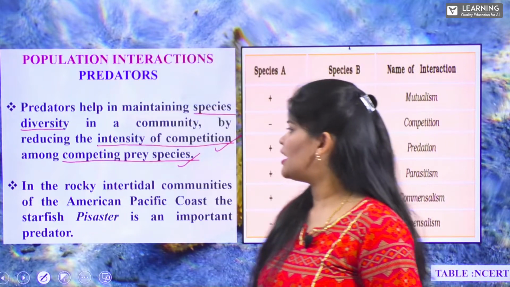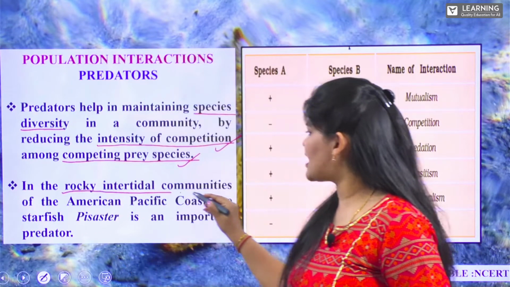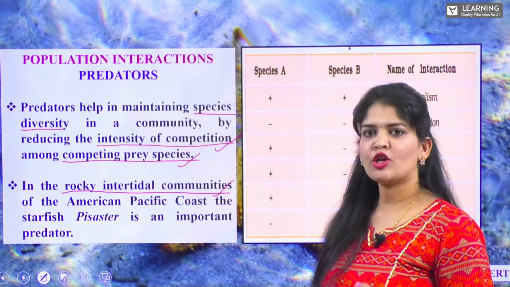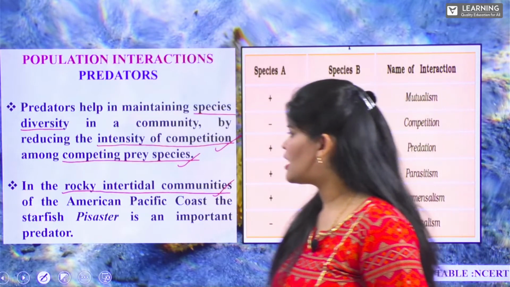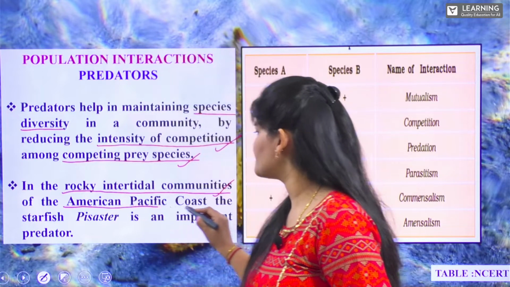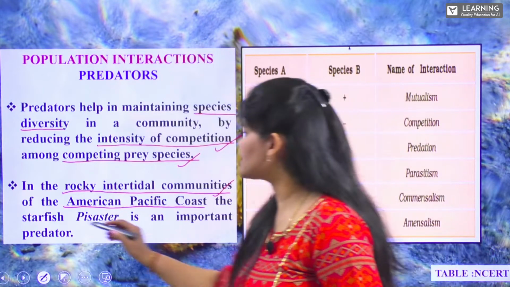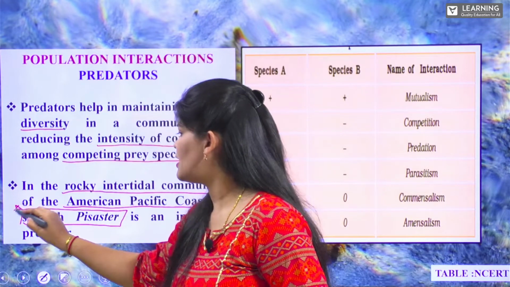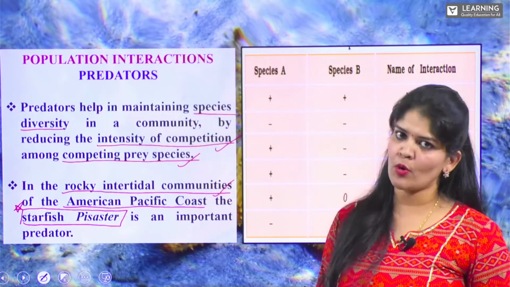We can understand this by the example given in your NCERT. In a rocky intertidal community of the American Pacific coast, the starfish Pisaster, very important, is an important predator.